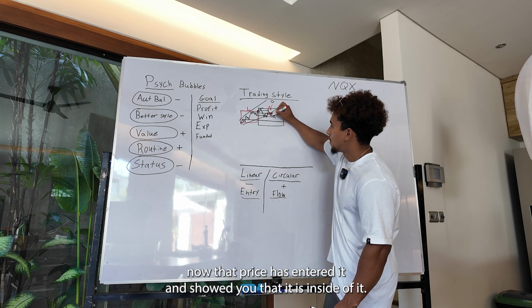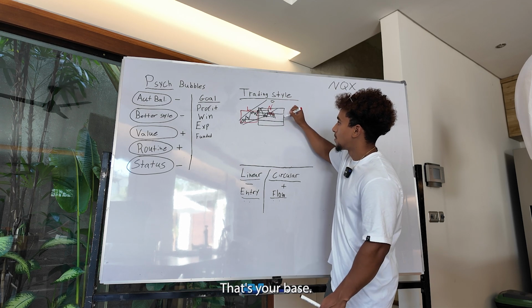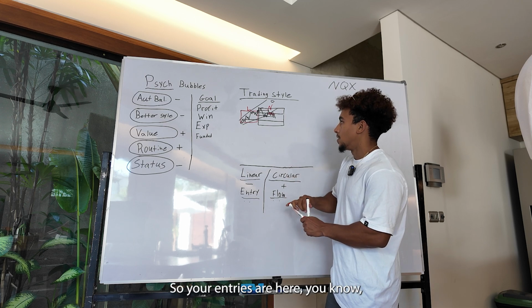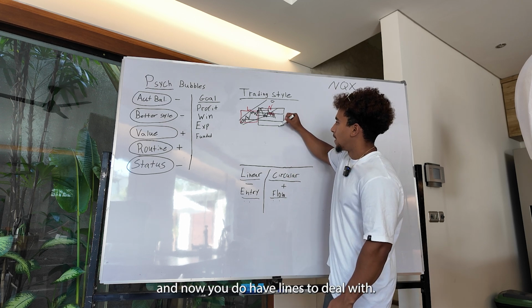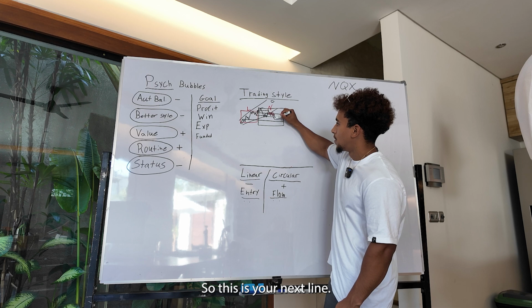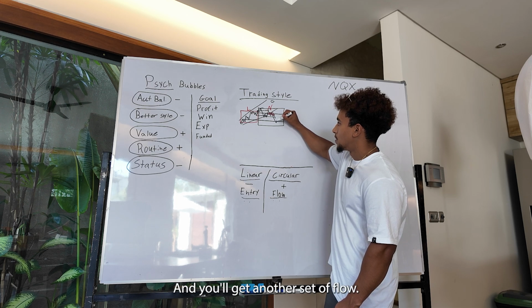Now that price has entered it and showed you that it is inside of it, and that's your base. So your entries are here, and now you do have lines to deal with. So this is your next line, and you'll get another set of flow.